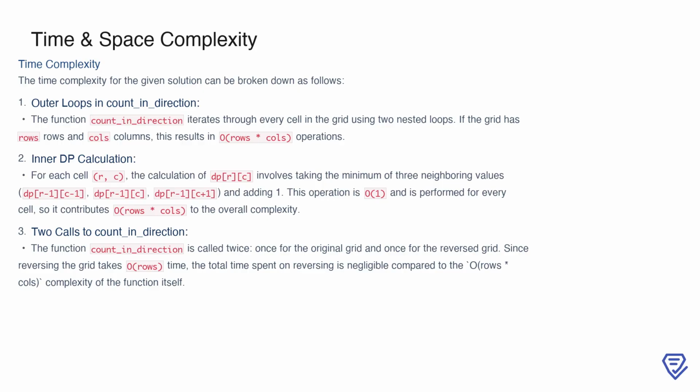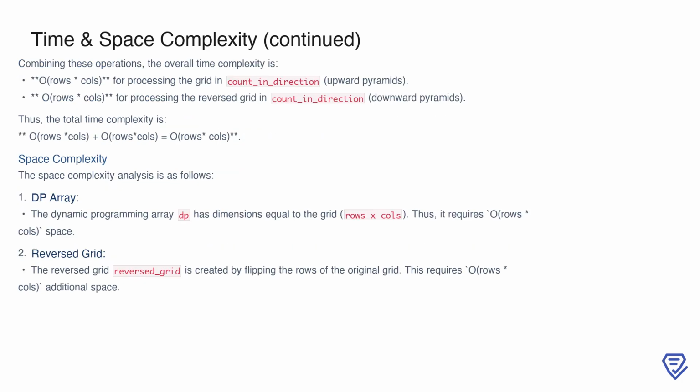Additionally, the function count_in_direction is called twice, once for the original grid and once for the reversed grid. Reversing the grid takes rows time, which is negligible compared to the rows*columns operations. So, the dominant factor in our time complexity comes from the nested loops and the dynamic programming calculations. When we combine the operations from both calls to count_in_direction, we get an overall time complexity of rows*columns for processing the original grid and another rows*columns for processing the reversed grid. Adding these together results in a total of rows*columns plus rows*columns, which simplifies to O(rows*columns).